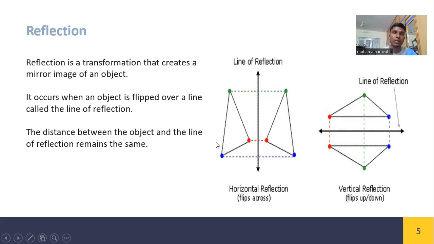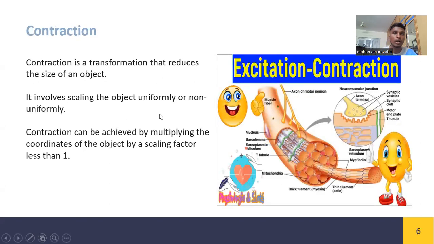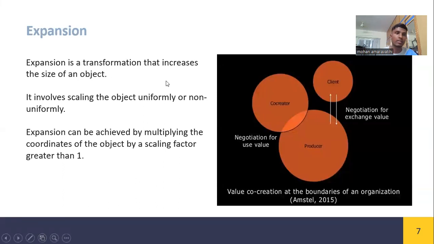Reflection: we know it can be horizontal or vertical, and the reflection creates a mirror image of an object and remains the same. Contraction is a transformation that reduces the size of an object. It involves scaling of an object uniformly or non-uniformly. Contraction can be achieved by multiplying the coordinates of the object by a scaling factor less than 1. And next one, expansion, which can be achieved by multiplying the coordinates of an object by a scaling factor greater than 1.